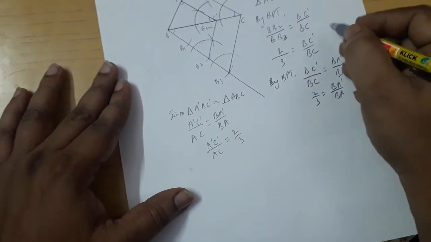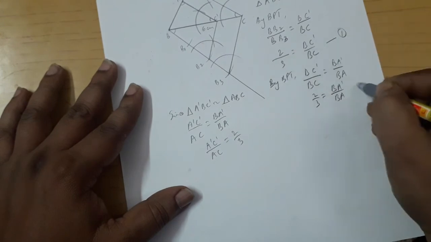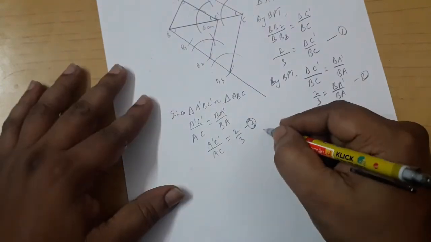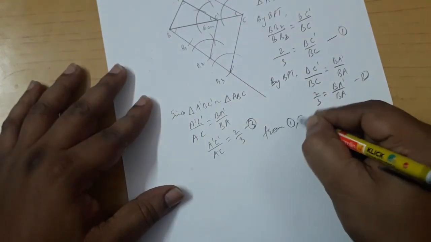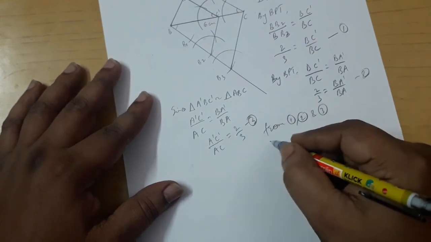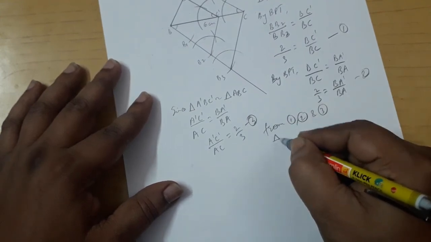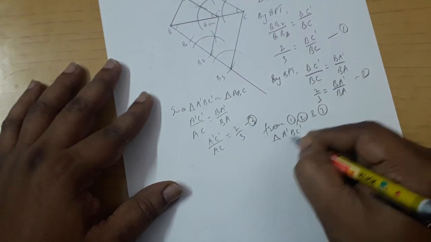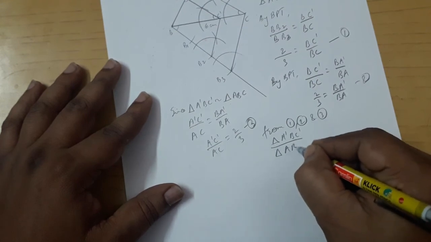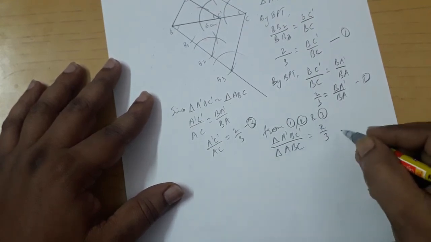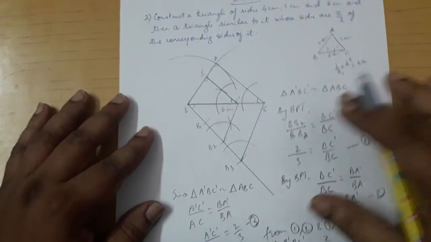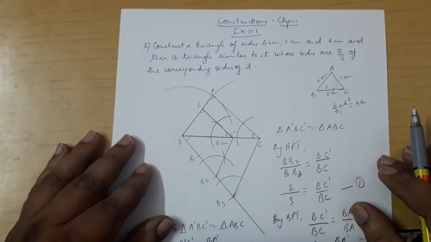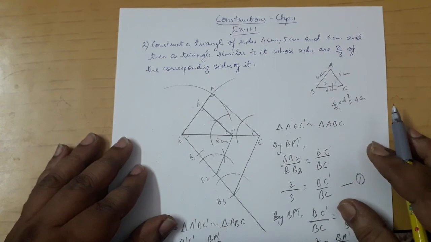So from 1, 2 and 3 we can conclude that triangle A dash B C dash upon triangle ABC is equal to 2 upon 3. And that justifies our construction.